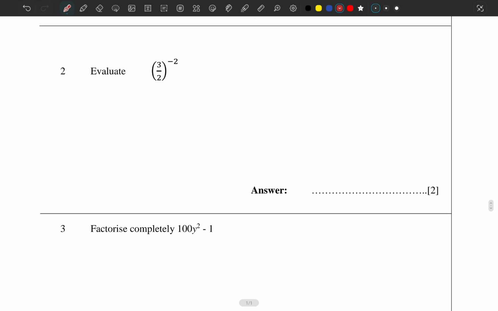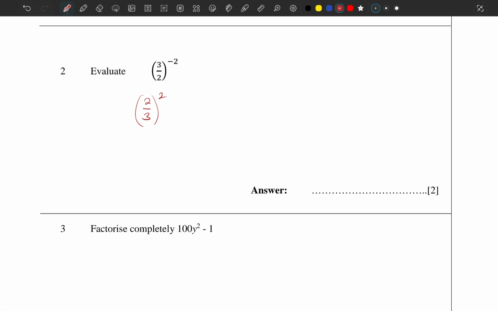Now evaluate (2/3) to the power negative 2. When you see a function or any number raised to a negative power, what that means is reciprocate, swap the numerator and the denominator like that, then you maintain the positive. Once you swap the numerator and the denominator, you've already dealt with the negative. There's no need to repeat it.